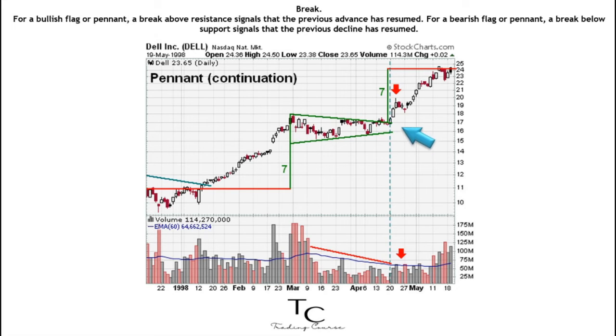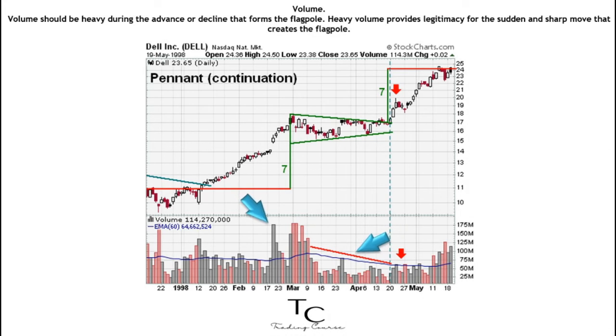Break. For a bullish flag or pennant, a break above resistance signals that the previous advance has resumed. For a bearish flag or pennant, a break below support signals that the previous decline has resumed.